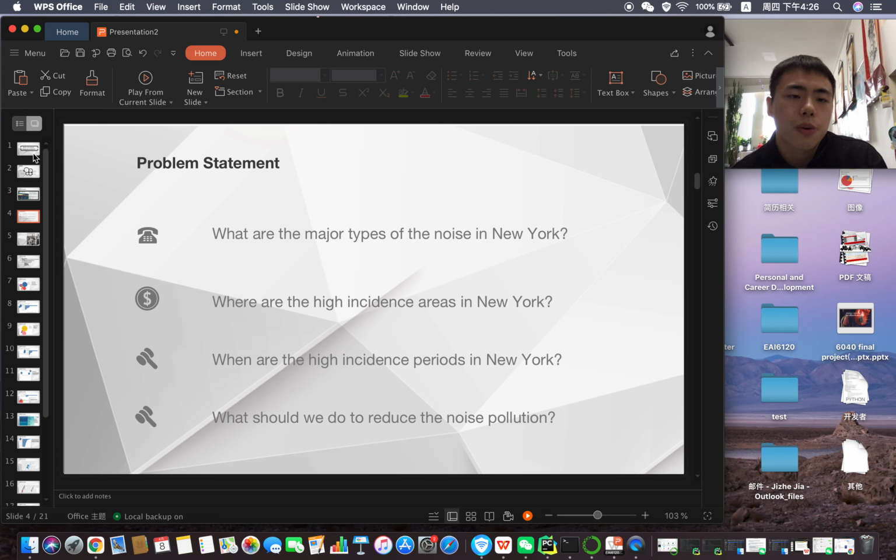Let's move to the next part, problem statement. Here are the four problems. What are the major types of noise? Where are the high incidence areas and when are the high incidence periods in New York? And the final problem, what should we do to reduce the noise pollution in New York?